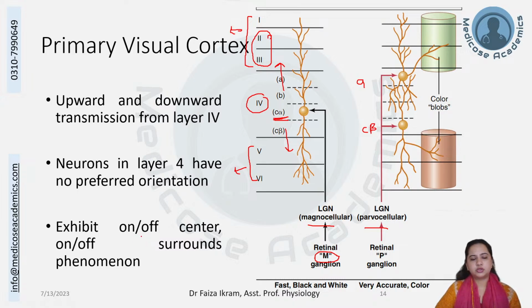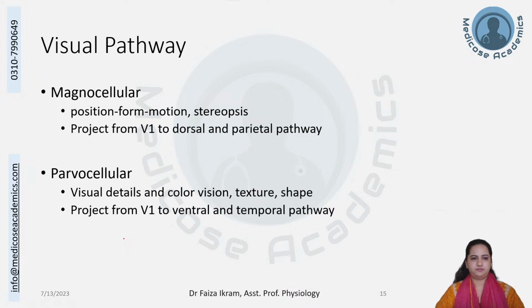Visual cortical cells also exhibit the phenomena of on center, off surround, off center, on surround, defined by the lateral inhibition, which increases the ability to make a sharp image on the retina.